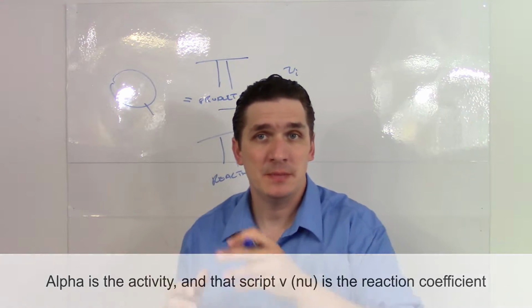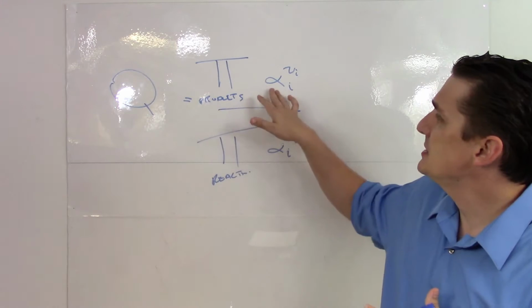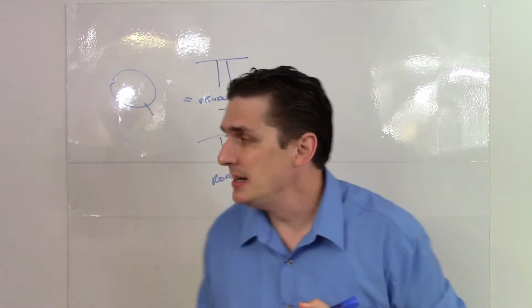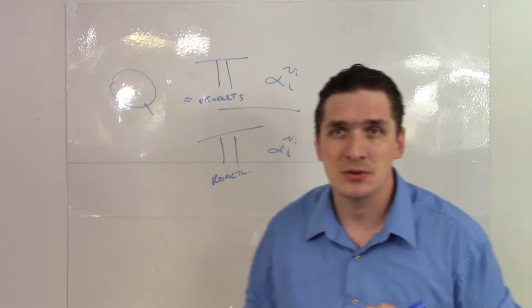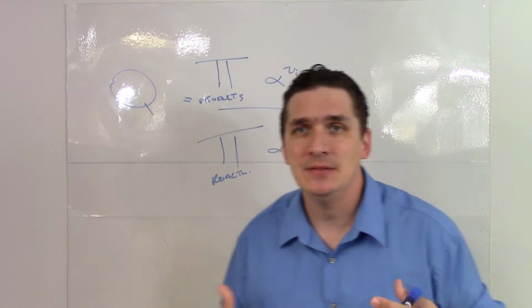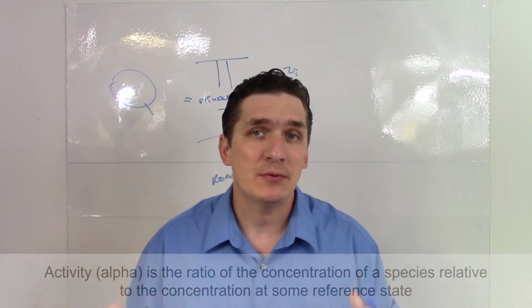You're probably familiar with the big sigma symbol, which means summation. Pi is the equivalent for multiplication. So it's the activity of all the products raised to the reaction coefficients, divided by the activities of all the reactants raised to their reaction coefficients, multiplied together. So what is activity? Well, activity describes our concentration relative to some reference concentration.